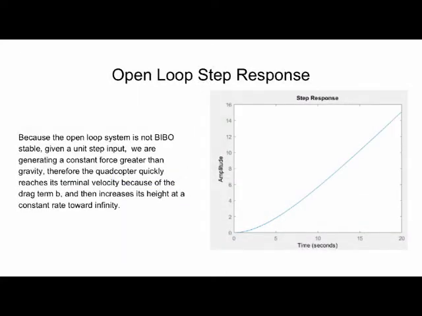We can then plot the open loop step response, and because the open loop system is not BIBO stable, given a unit step input, we are generating a constant force greater than gravity. Therefore, the quadcopter quickly reaches its terminal velocity because of the drag term B, and then increases its height at a constant rate towards infinity.